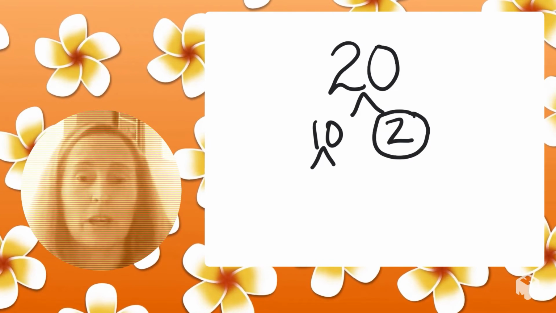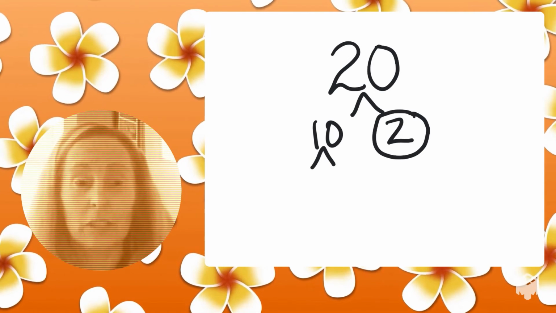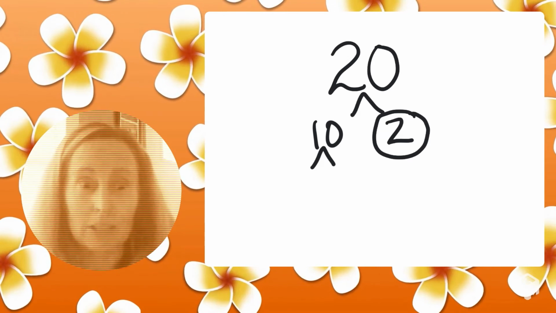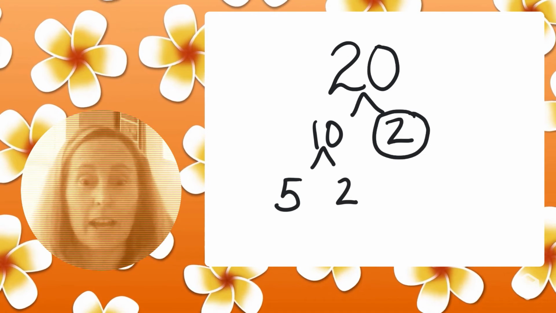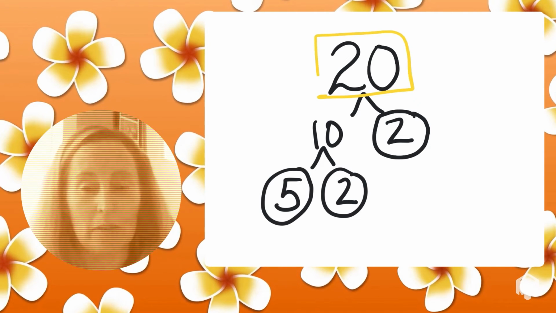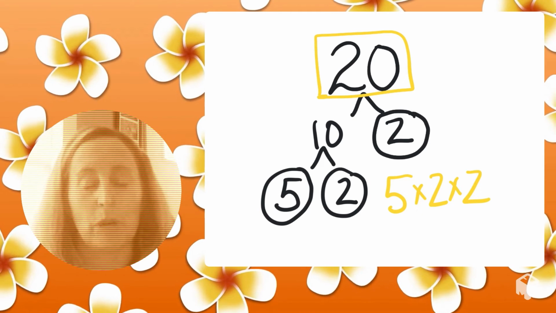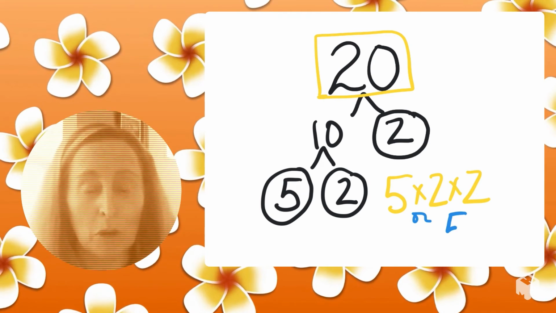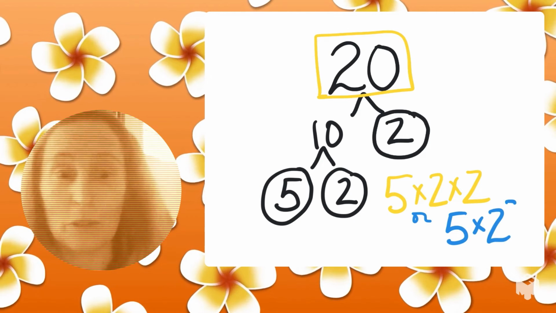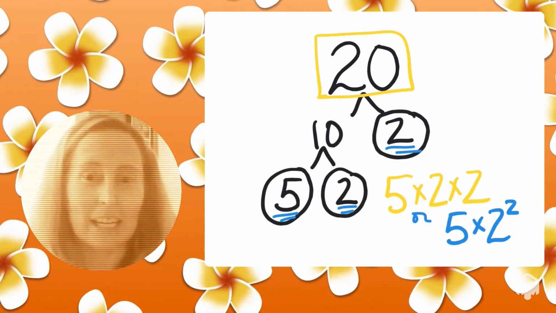And so, factors, I should say. So if I'm starting here with 20, I break it down to 10 times 2. 2 is prime, so I get to rope him off. 10 is not prime, so I have to keep going. 5 times 2 gives me 10, and both of those numbers are prime. So lo and behold, I have found the prime factorization of 20, which is 5 times 2 times 2, or 5 times 2 to the power of 2, my little advanced chickens. And that is how it goes.